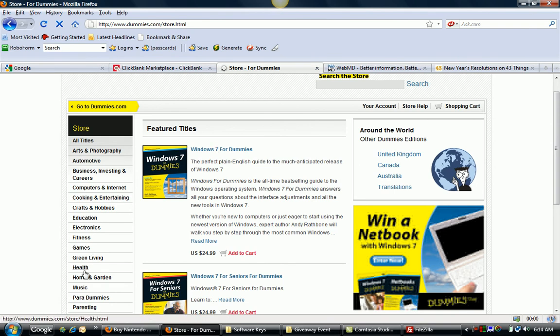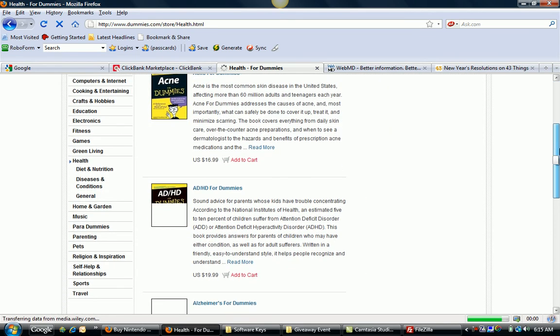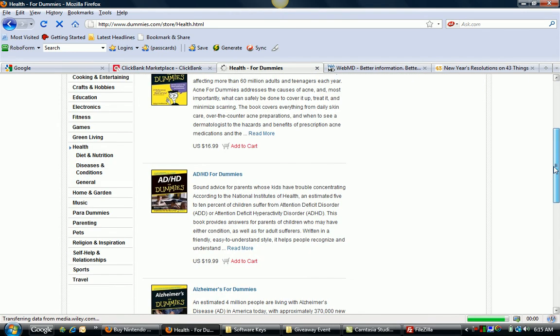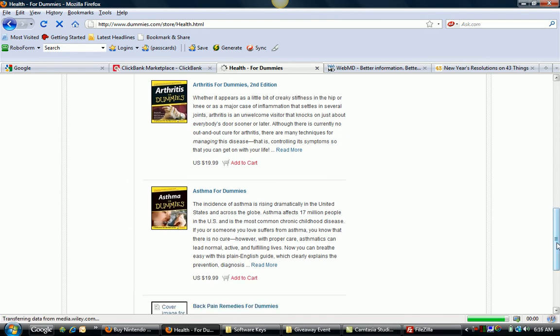But you can scroll down here, for example, and look under the health category on dummies.com. You'll notice here in the health category, right off the bat, you've got acne. So it talks about how to get rid of acne, ADHD, Alzheimer's. Now, obviously, these are listed A to Z. You could actually sort these by publication date if you wanted to as well. But really, you get some ideas right off the bat there. Acne, for example, is something that people struggle with, and therefore they've produced an entire book on that. So that's something that's been researched and something that you could possibly do a book about. Back pain remedies as well.